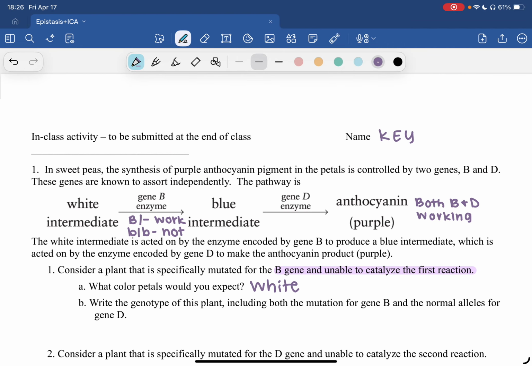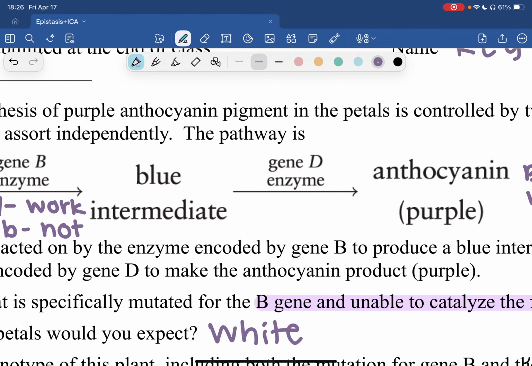Okay, and then similarly to gene D, big D/dash. So again, you have one good copy of that D allele would result in the enzyme working, but a homozygous recessive individual would result in it not working.